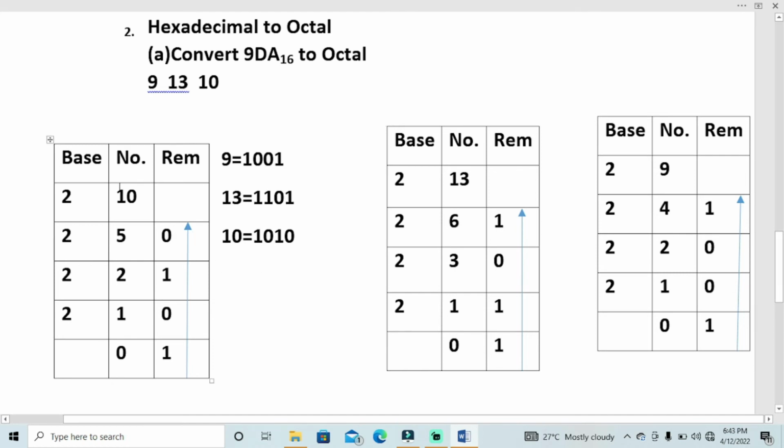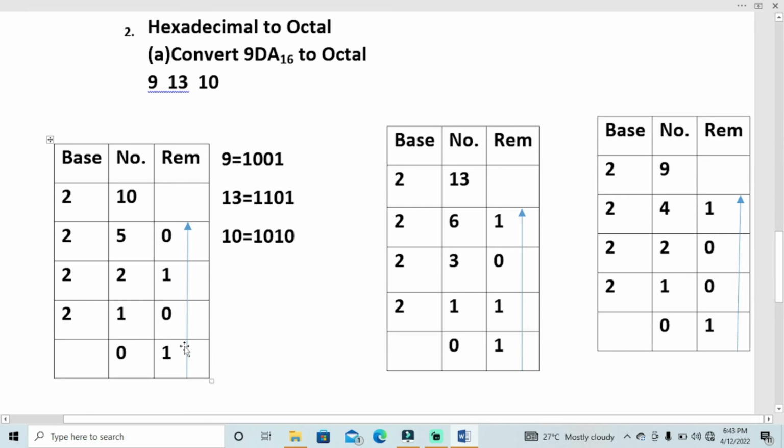And now of course for 10 we'll have 2 into 10, which will give us 5 remainder 0, and then 2 into 5 will give us 2 remainder 1, and then 2 into 2 will give us 1 remainder 0, and then for 2 into 1 it will go in 0 times, leaving a remainder of 0.